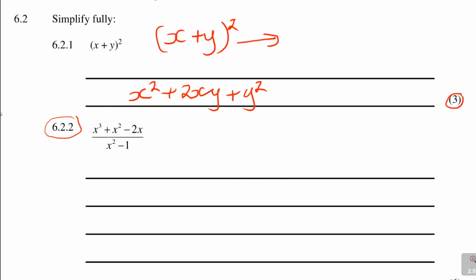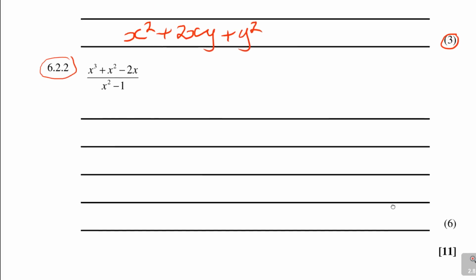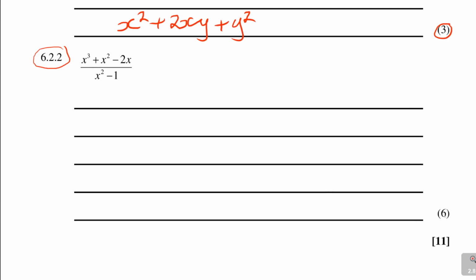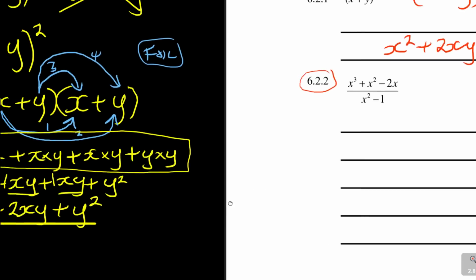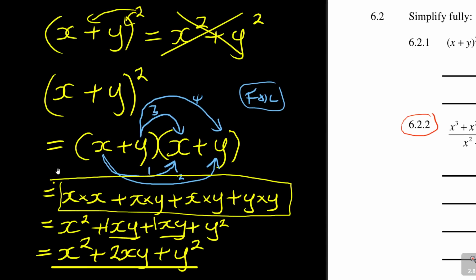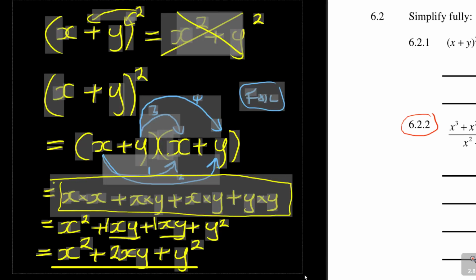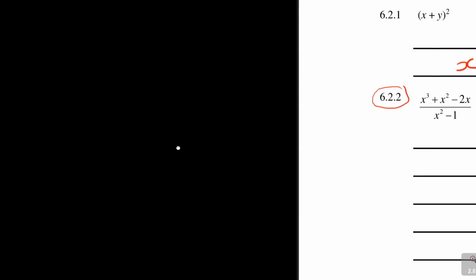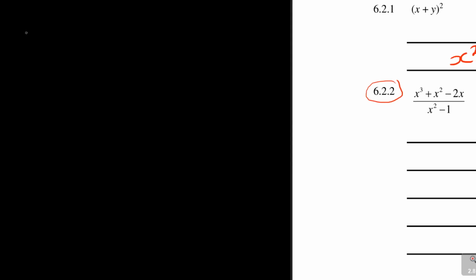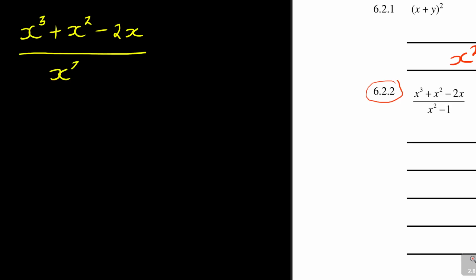Very interesting. And I want you to look at the mark allocation. 6 marks. Do you want to lose these marks? That's why I say this is an important part now. You don't want to lose these 6 marks. So let's remove this and look at how you can make sure that you don't lose those 6 marks. So what we have here is x cubed plus x squared minus 2x, and then over x squared minus 1.